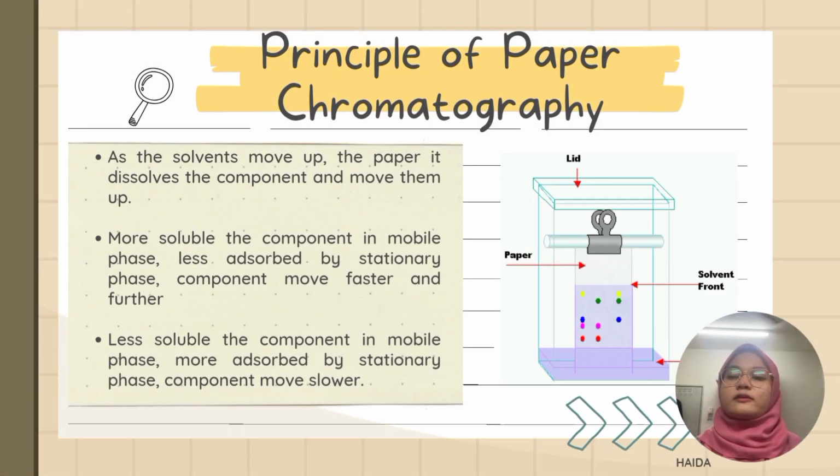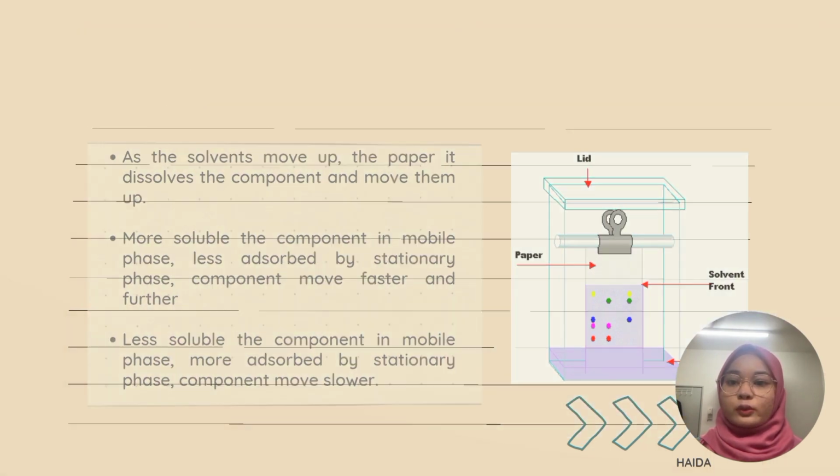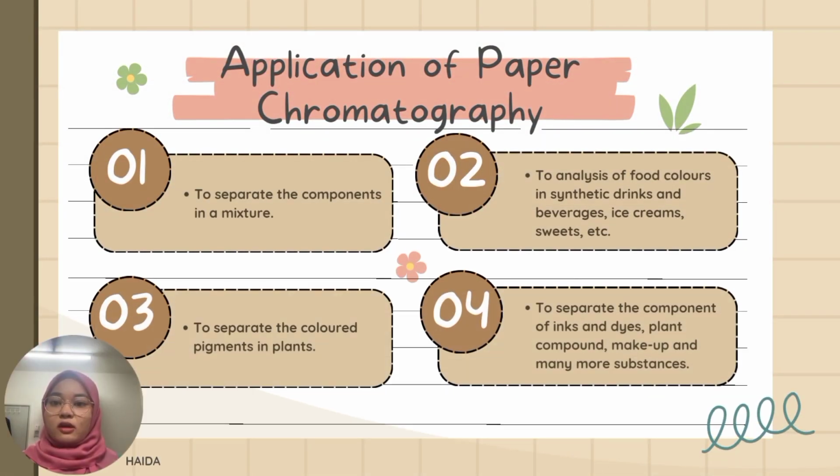For paper chromatography, as the solvent moves up, it will dissolve the components and move them up. The more soluble a component is in the mobile phase, the less it is absorbed by the stationary phase, so the component will move faster and further. But if a component is less soluble in the mobile phase, it is more absorbed by the stationary phase, so it will move slower. Next is the application of paper chromatography. First, to separate the components in a mixture, for example, a mixture of amino acids.